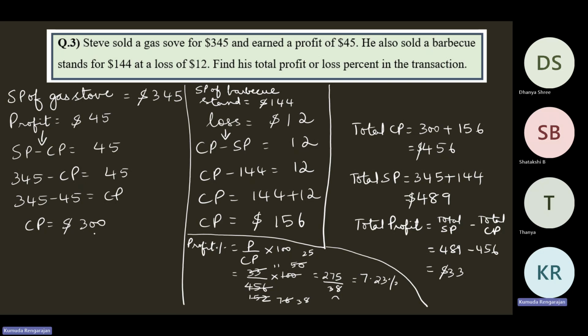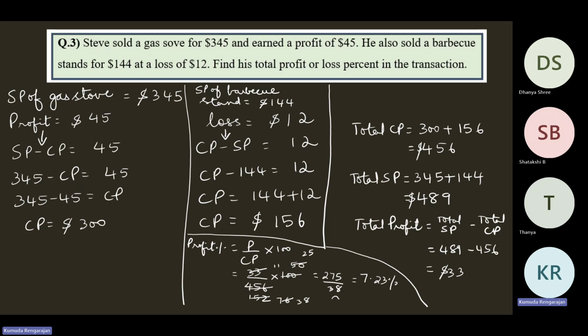So now you know the CP of the gas stove. You're given the SP of the gas stove. To answer this question, you need to have CP and SP of the gas stove, CP and SP of the barbecue stand. So now we found the CP.